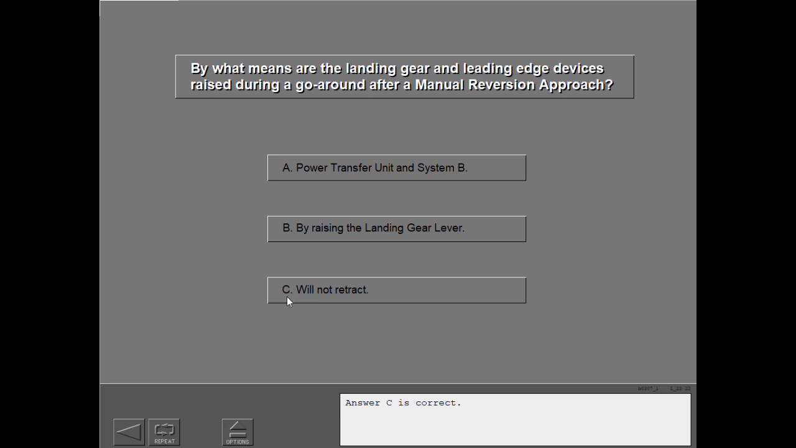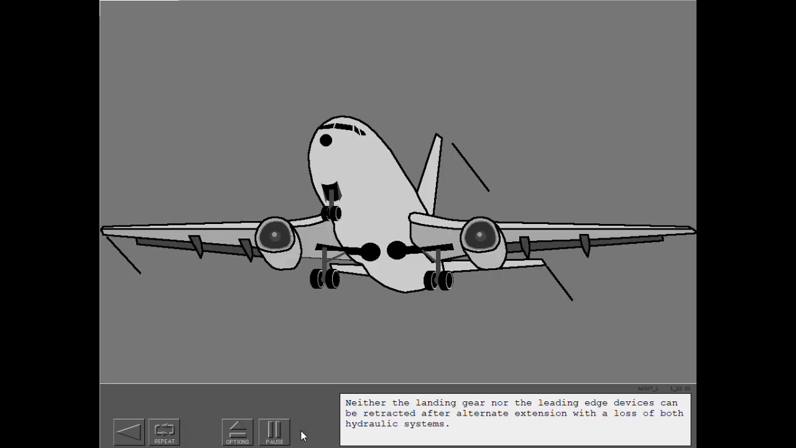Answer C is correct. Neither the landing gear nor the leading edge devices can be retracted after alternate extension with a loss of both hydraulic systems.